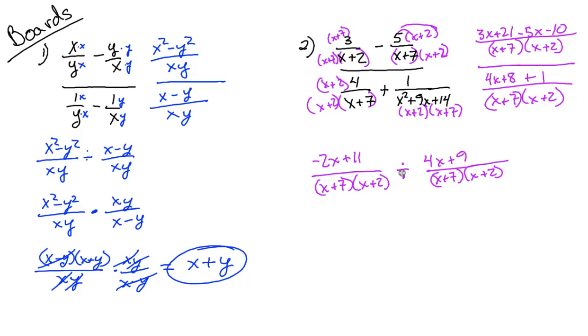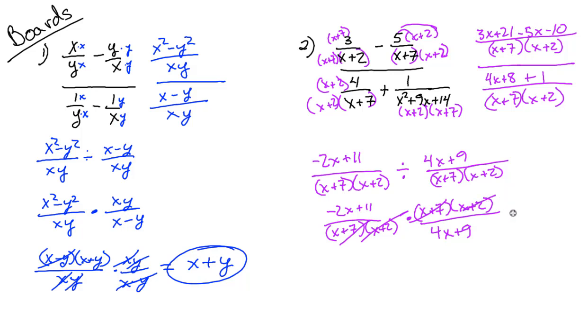And division problems, as they are wont to do, become multiplication problems, which makes it nice. X plus 7 times x plus 2. And times that by this guy flipped on its head. X plus 7, x plus 2 over 4x plus 9. Cancel, cancel, cancel, cancel. Well, divide to 1, and we're left with negative 2x plus 11 over 4x plus 9. And there we have it.